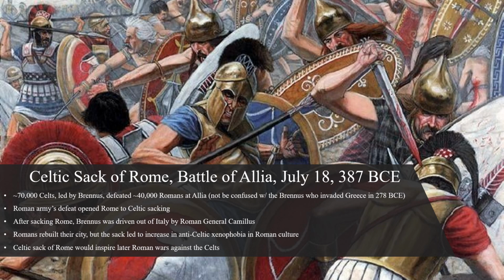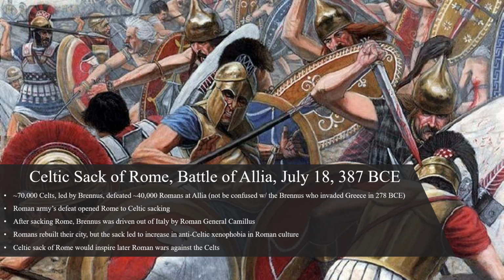Because the Celts were very skilled warriors, one tribe of Celts, led by Brennus, was able to defeat the Romans at the Battle of Allia. Now, Brennus outnumbered the Romans by nearly 2 to 1. By the way, this is the Brennus who attacked the Romans. Another Brennus about 100 years later would invade Greece. So don't get those two names confused.